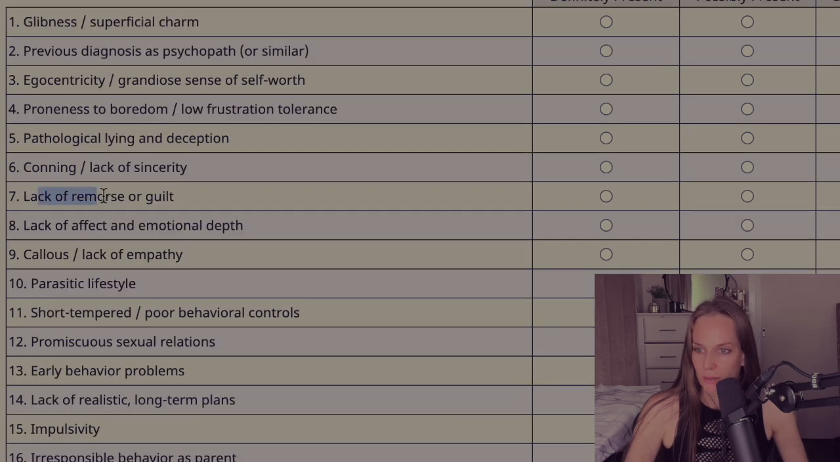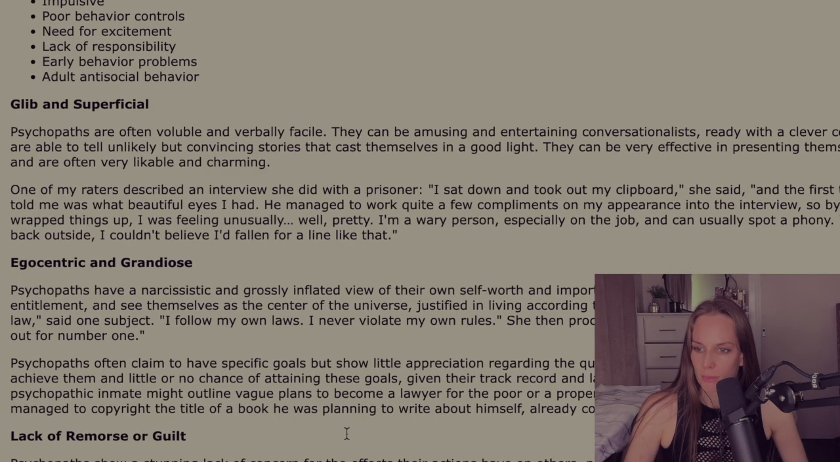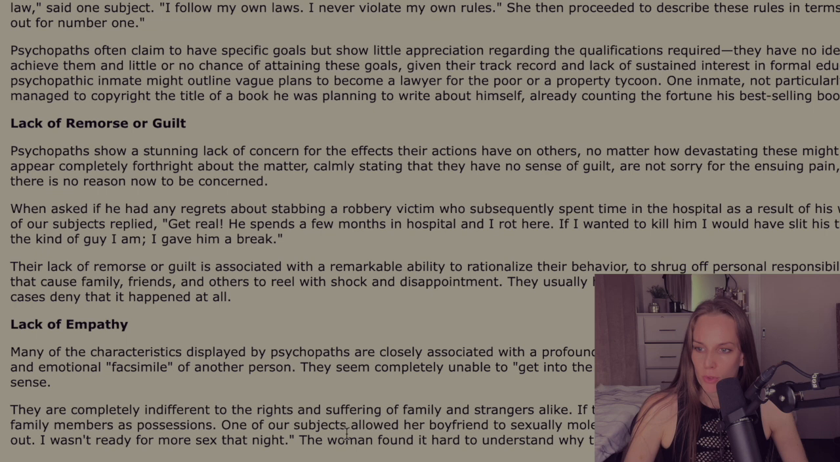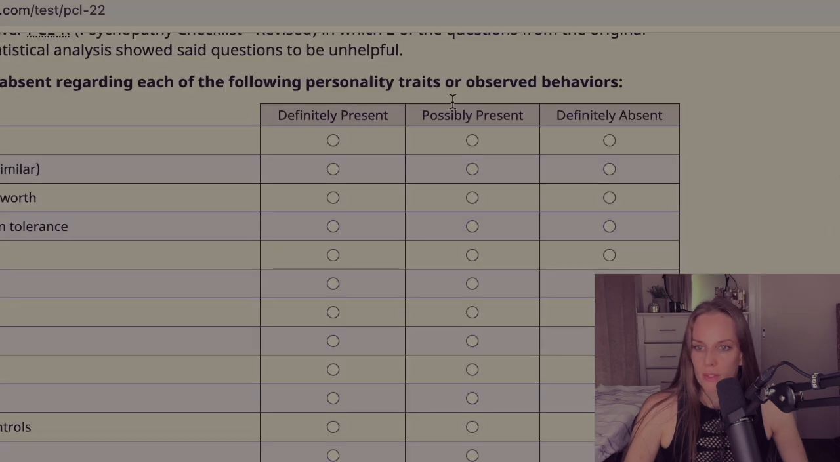Then we've got things like lack of remorse, lack of empathy, lack of emotional depth, which all seem fairly similar, but this website explains them a little bit more. And there's just 3 possible answers. Definitely present, possibly present, and definitely absent. So that keeps it somewhat simple to answer. I'm not a medical professional, so it's highly likely that I'll misinterpret some of these questions. So let's not take my answers too seriously.